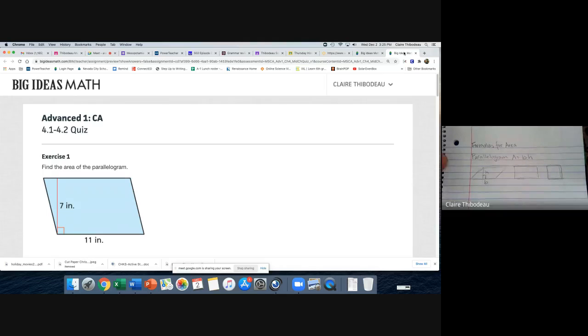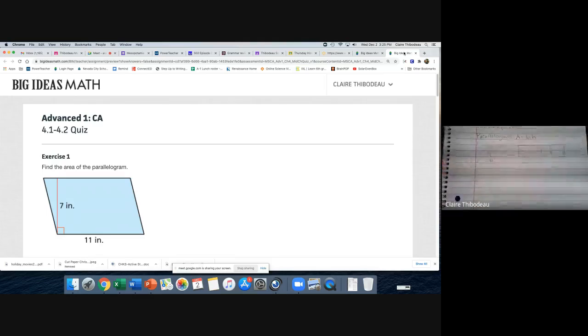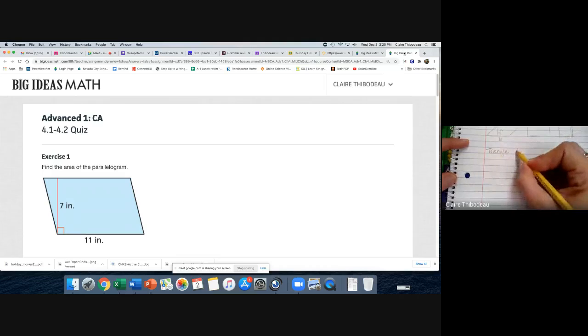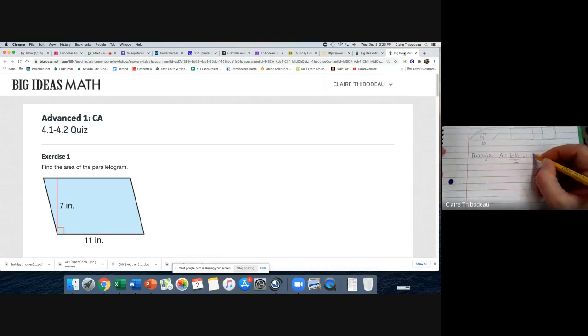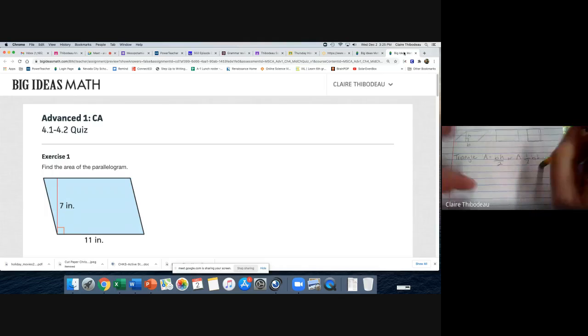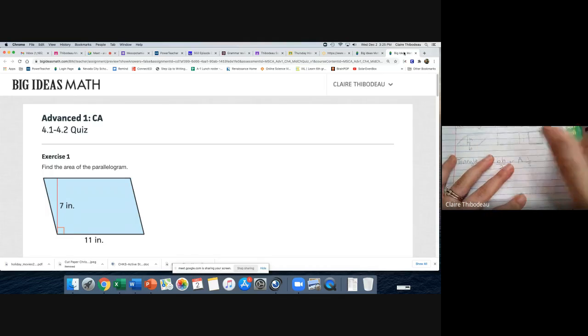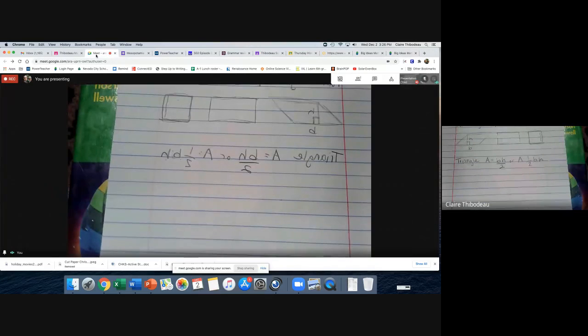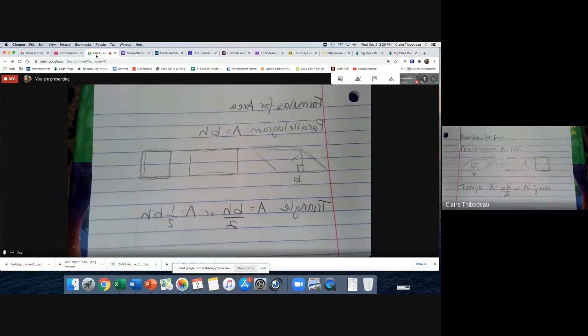Let's go to triangle. So for a triangle, it's going to be the same, but just cut in half, right? So base times height divided by 2, or A equals 1/2 base times height. Okay, so those are our two formulas that we are going to be using today. We've got our parallelogram and our triangle.